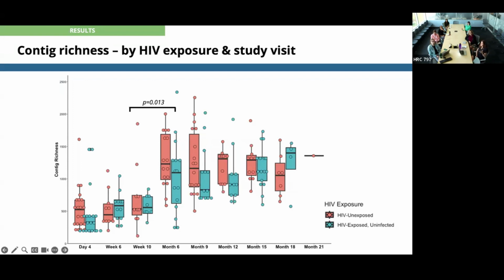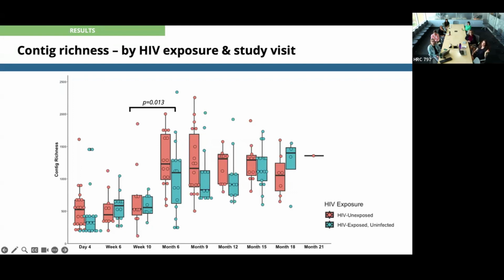Around month 6 is when kids, especially those who are exclusively breastfeeding per recommendations, are starting to have other foods and liquids. And so that starts introducing all sorts of new viruses and bacteria. So it's pretty expected that you would see this big jump in the number of different things in the virome. And that is indeed statistically significant.